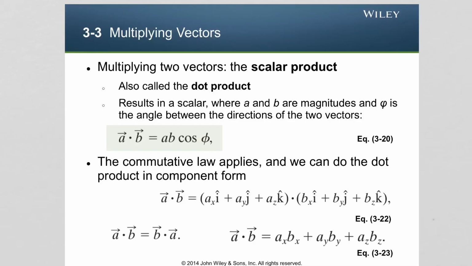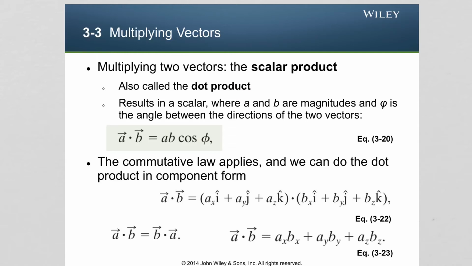Now we are ready to move on to talk about multiplication of vectors. Because vector quantities are defined by magnitude and direction in space, multiplication of vectors is not as simple as multiplying two scalar quantities. As a matter of fact, there are two different kinds of vector multiplication. So let's first start with the scalar product, also known as dot product.